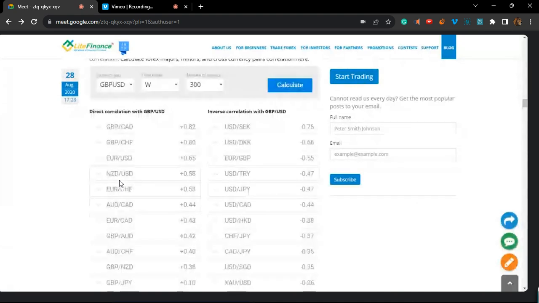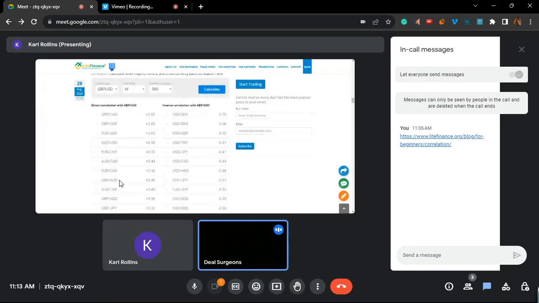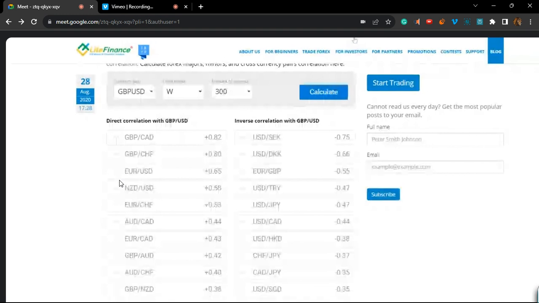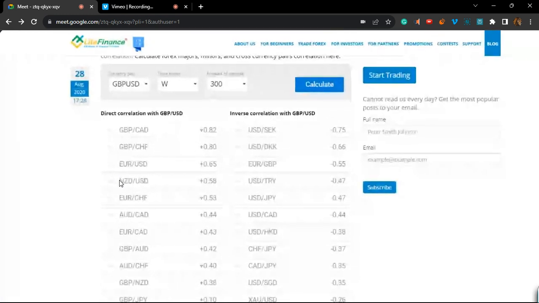Your screen is freezing up, so we have to wait till your screen catches up. I can't see what you're seeing. It's showing frozen on my end. I'm on 5G internet speed, so I'm pretty sure it's not on my end. We have to wait a little bit. I can't see anything.